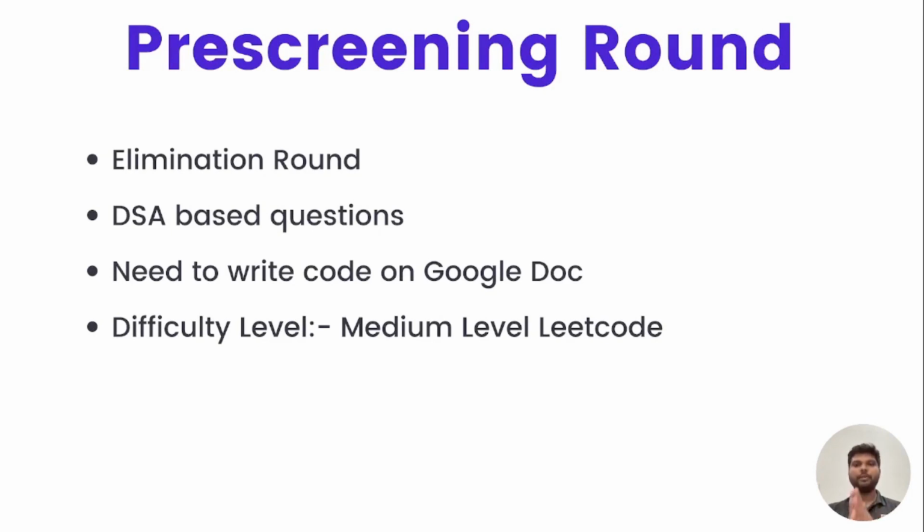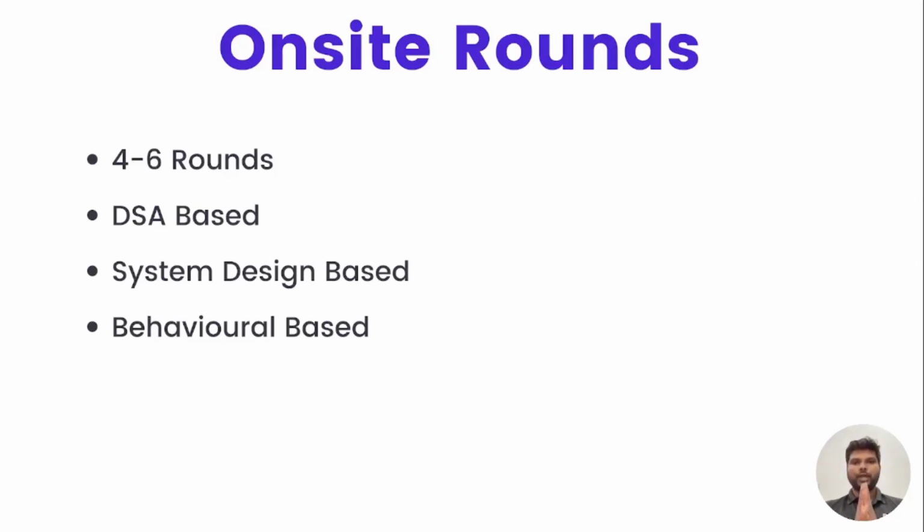The first round is a pre-screening round. As I previously said, it is also an elimination round. All the questions asked in this round are DS and Algo based. The interviewer will share a Google Doc link with you where you need to write the code for the questions asked in the interview. You can expect the difficulty level of questions to be medium level LeetCode problems. So if you manage to perform well in the pre-screening round, you will be moved to the on-site rounds.